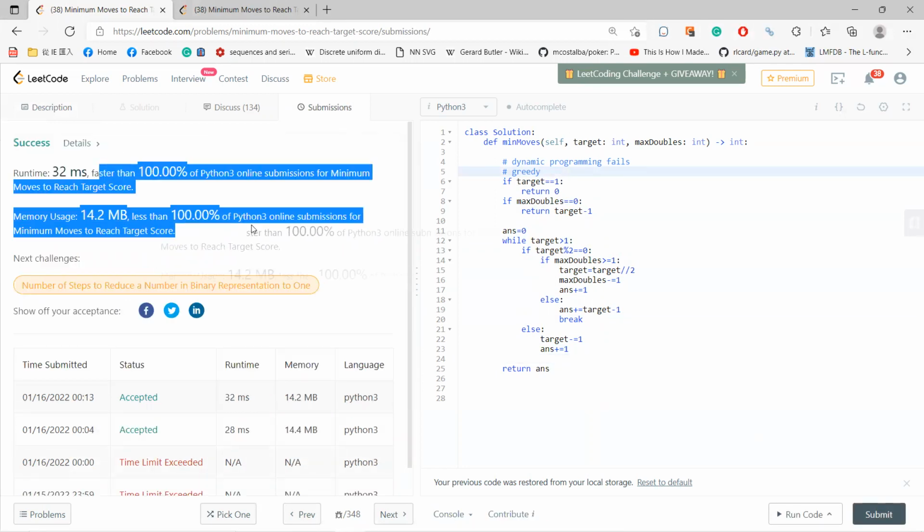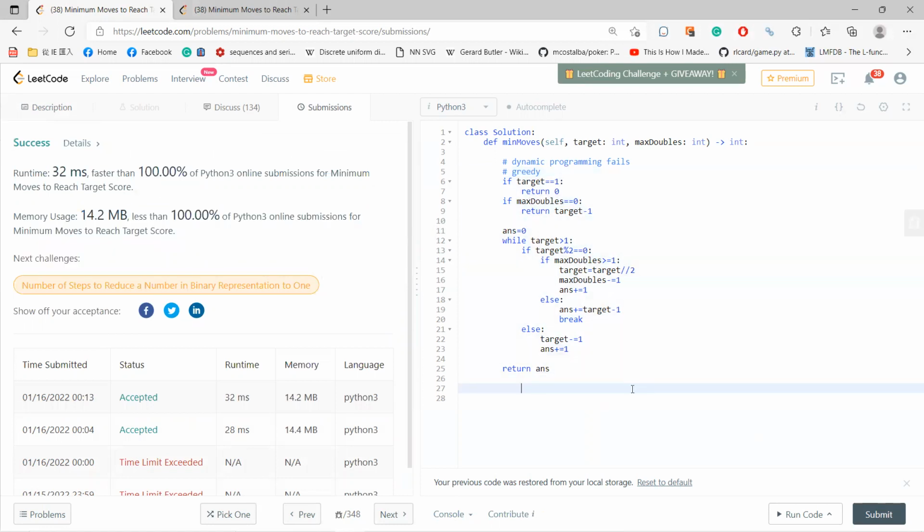The problem is that actually I cannot prove it. I mean, it's non-trivial, but you can try to prove that this actually works. I believe the proof is very non-trivial.